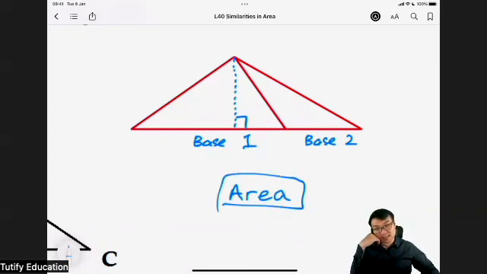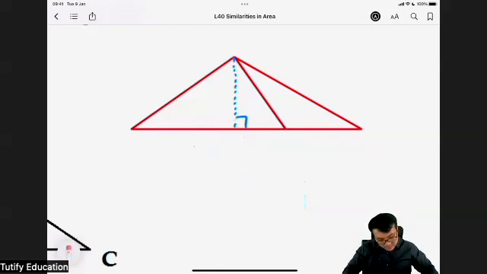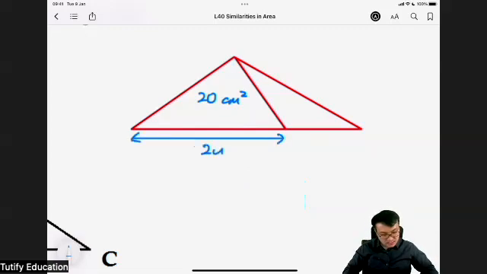Area. Okay, that means if I tell you that this has an area of 20, and then I tell you that the base here is, for example, 2 units, and the base here is 1 unit. So can you tell me what is the area here now? 20 divided by 2. Very good. 10.